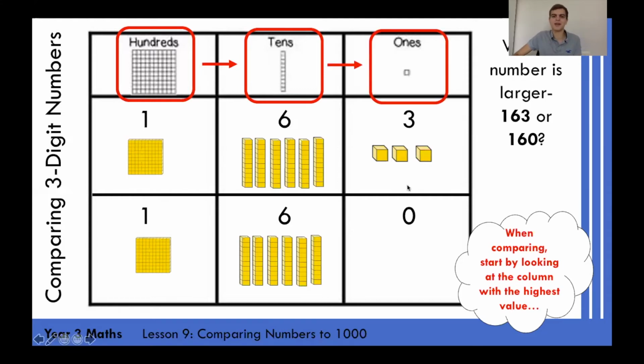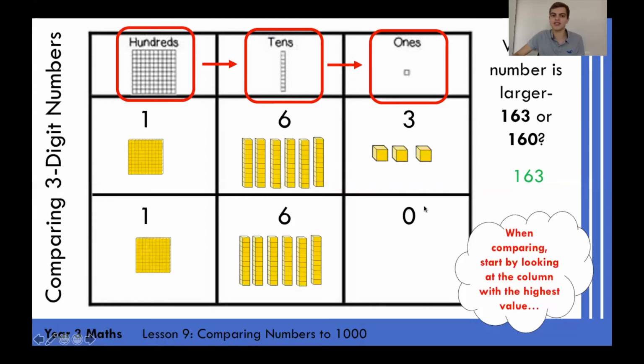You're absolutely right. Fantastic. So this number's got 3 ones. This number's got no ones, 0 in the ones column. So which number is larger? I'm looking at my ones. Which one's got more ones? Well done, 163. So 163 is larger. I looked in my hundreds, they were equal. Then I looked in my tens, they were equal. So then I looked in my ones and I found that 163 had more ones than 160.